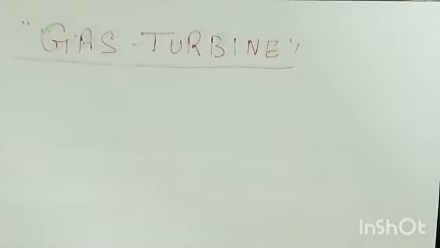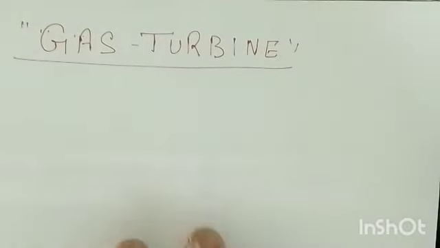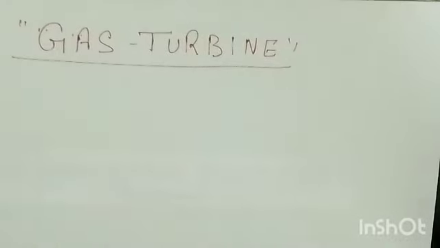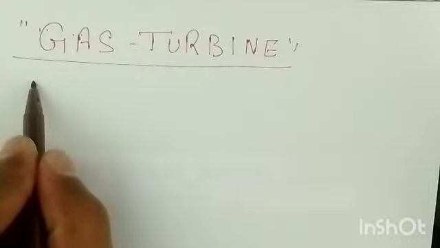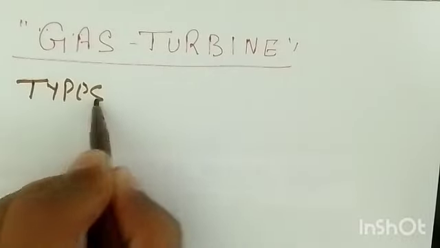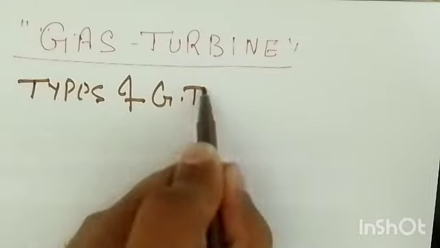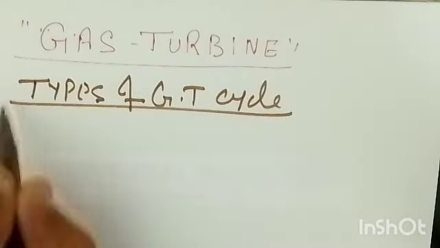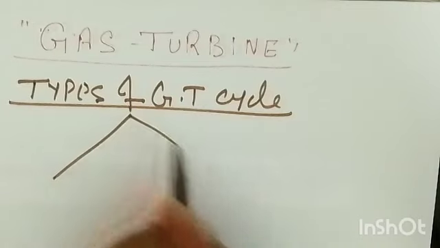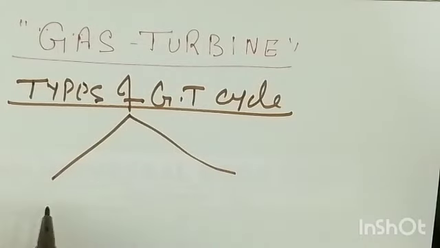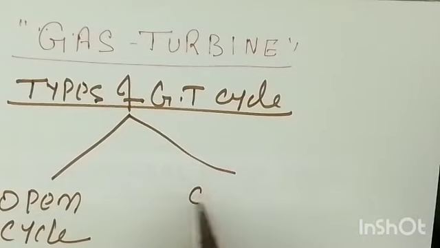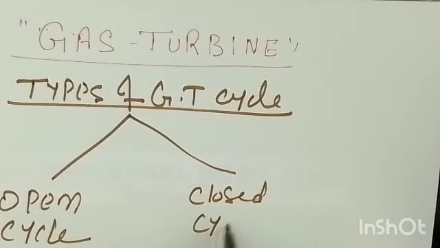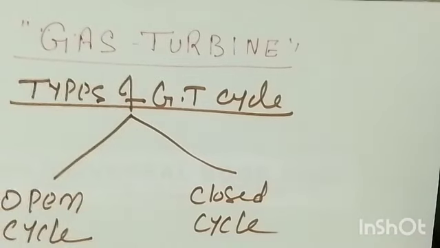So on the basis of the cycle we can divide the gas turbine into two types. That is, types of gas turbine cycle. GT means gas turbine cycle. So basically two types of gas turbine cycle we will define. That is the open cycle, and the second one is the closed cycle.